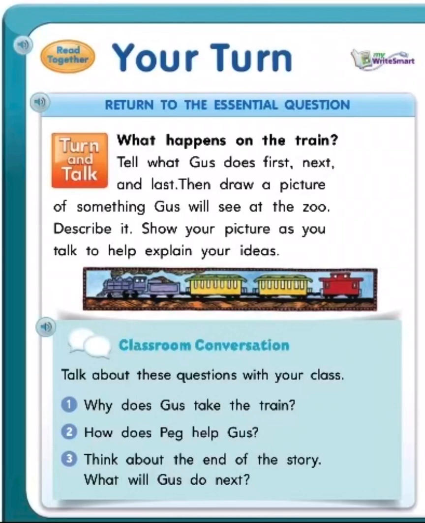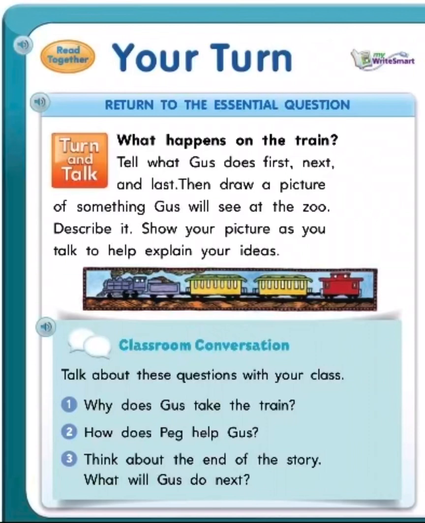Your turn. Return to the essential question. Turn and talk. What happens on the train? Tell what Gus does first, next, and last. Then draw a picture of something Gus will see at the zoo. Describe it. Show your picture as you talk to help explain your ideas.